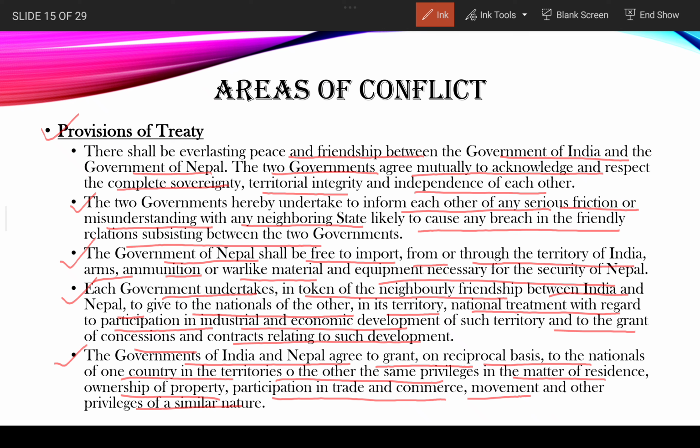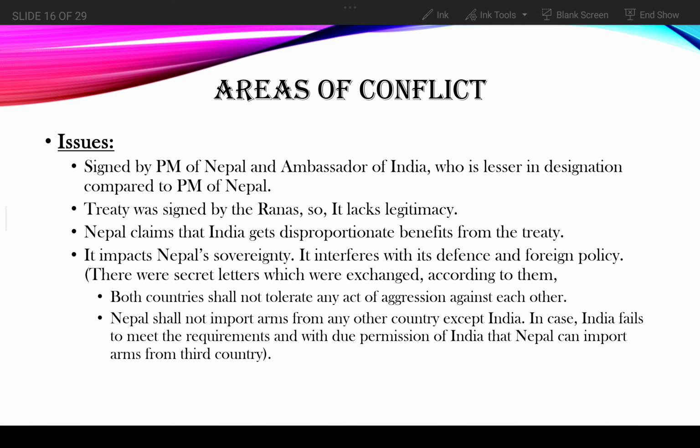Looking at this treaty, we might feel that it is more towards Nepal, right? This is providing more benefits to Nepal and Nepalese people, be it in terms of employment or other economic opportunities, right? But still, yes, there are issues with respect to this treaty.